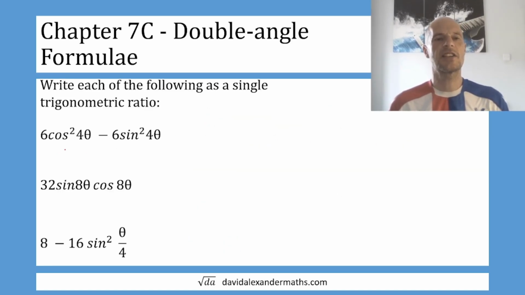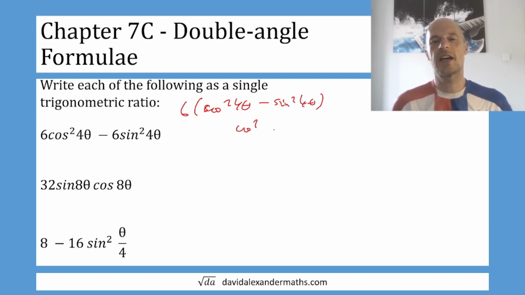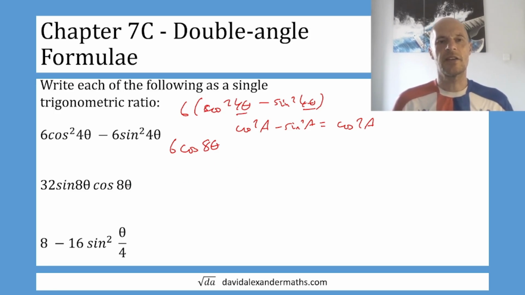Okay, here's another one: 6 cos squared 4 theta minus 6 sine squared 4 theta. We can see straight away that that is 6 lots of cos squared 4 theta minus sine squared 4 theta. Now we know that cos squared A minus sine squared A is the cos of 2A. Here A is 4 theta, so 2A will be 8 theta. So we can write this as 6 times the cos of 8 theta. Quite nasty, that one.